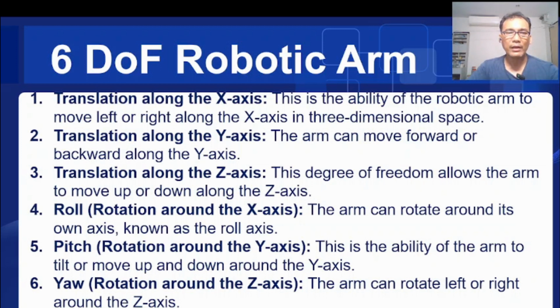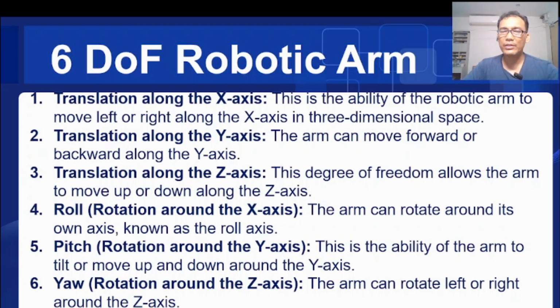And then the fourth one is the rotation around the x-axis. The arm can rotate around its own axis, known as the roll axis. And then number 5 is pitch, rotation around the y-axis. This is the ability of the arm to tilt or move up and down around the y-axis. And the last is yaw, rotation around the z-axis. So here the arm can rotate left or right around the z-axis.